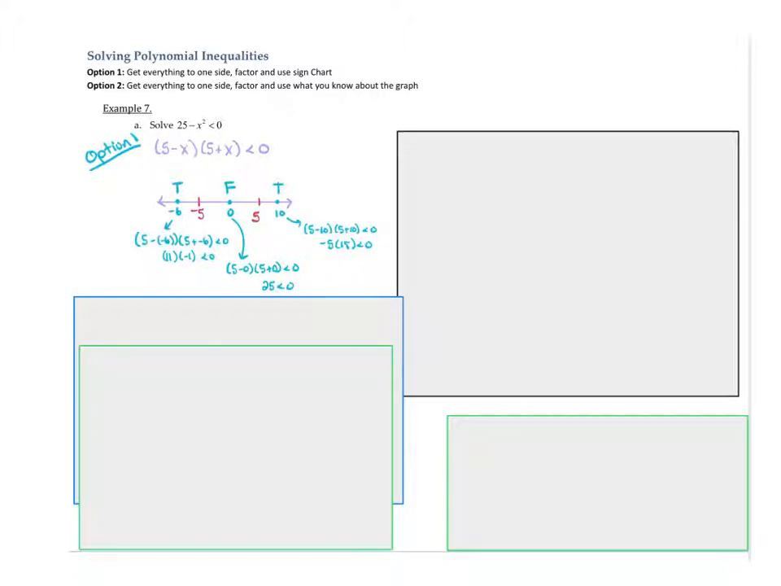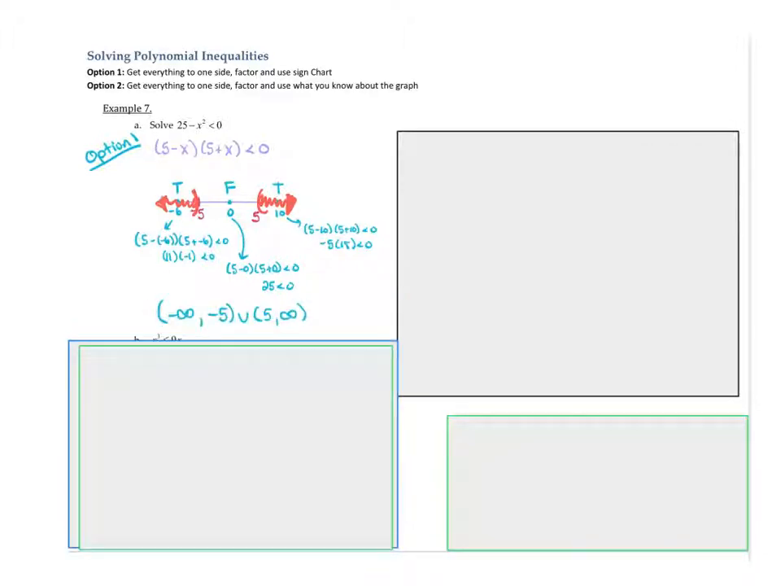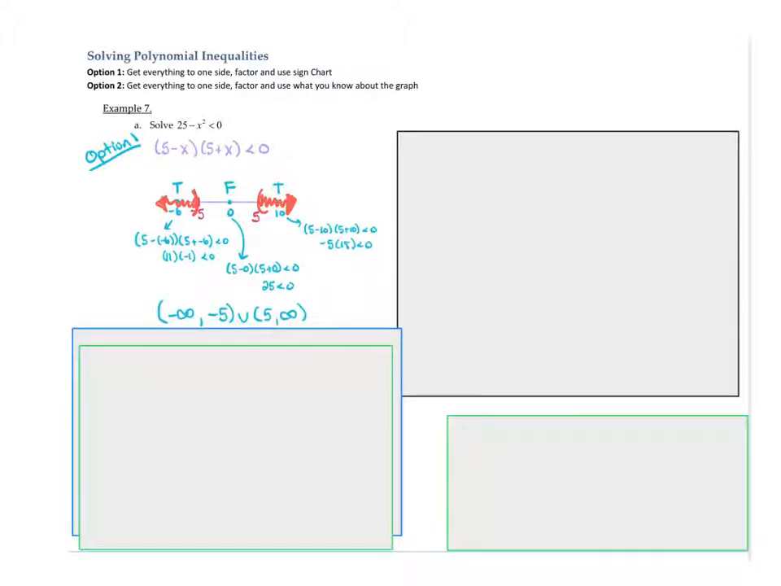That means my inequality is true for everything to the left of that test point and everything, not the test point, the boundary, and everything to the right. So our answer that we end up writing is negative infinity to negative 5 union 5 to infinity.